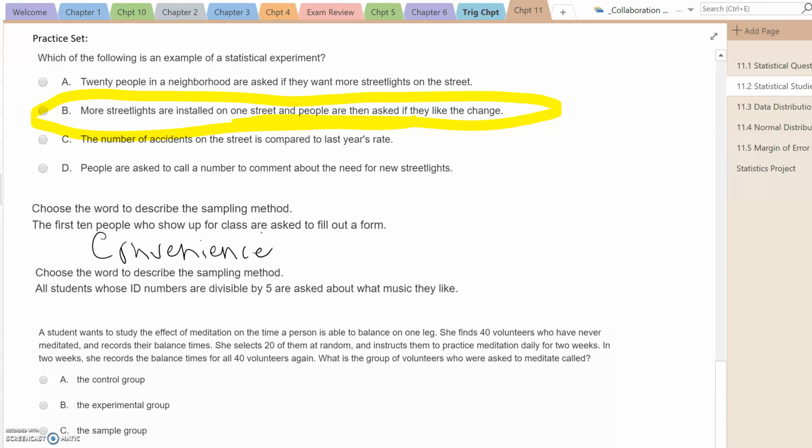Sorry, my handwriting is so bad. I will work on that as we are moving forward. So that is a convenient sample. The reason it's a convenient sample is we're just asking the first 10 people that show up to class. There's no sort of randomness in it at all. It's just convenient for the teacher that's asking the questions.